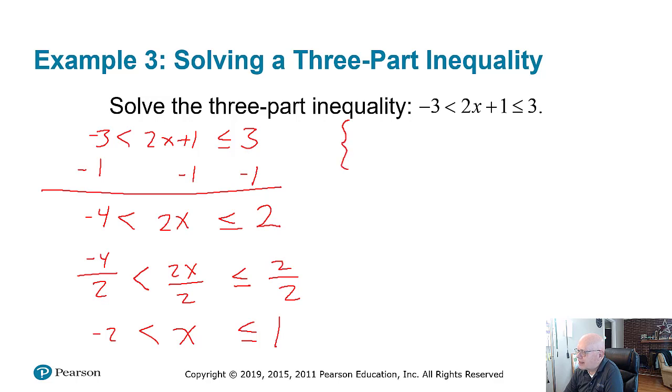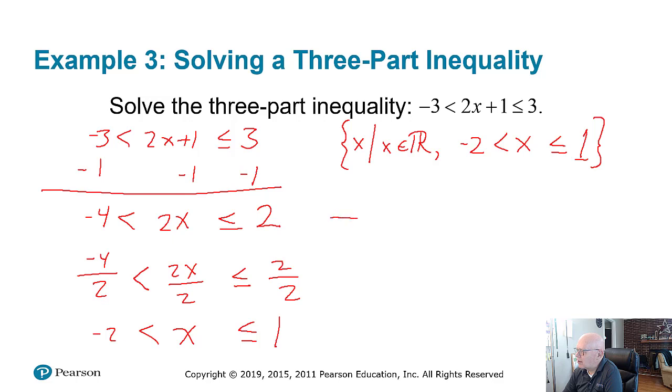As a set builder notation look to it, a set of all x such that x is a real number. You don't actually have to put this, but I'm putting it in anyway because you might see it in an answer sheet somewhere. x is a real number, -2 is less than x is less than or equal to 1. There's your solution set in set builder notation.